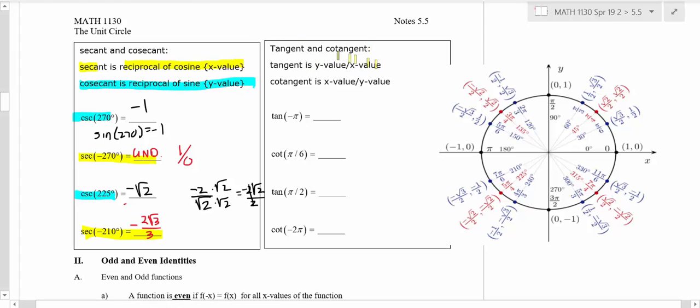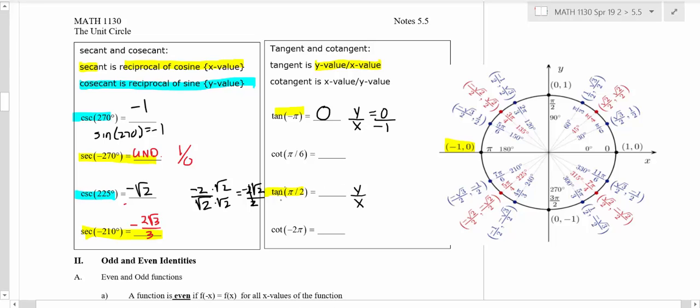So remember the tangent is y over x. So let's go through and do the tangent. What you want to do on a tangent is you have to crunch out y over x. So if you go to negative pi, negative pi would be 180 degrees clockwise, so you would be at that point right there. The way to work this out then would be y is 0, x is -1, 0 over -1 is 0. So you have to actually crunch out y over x when you do a tangent.